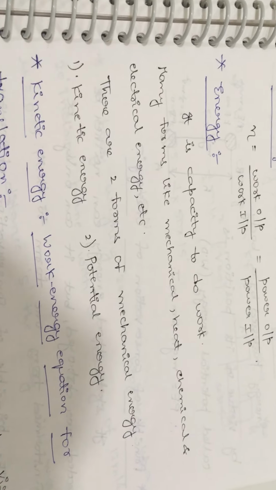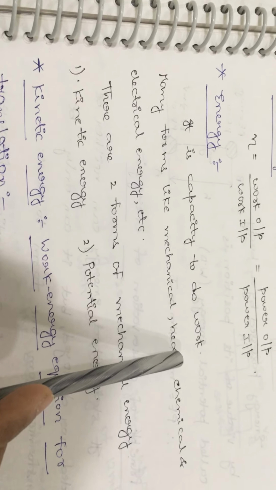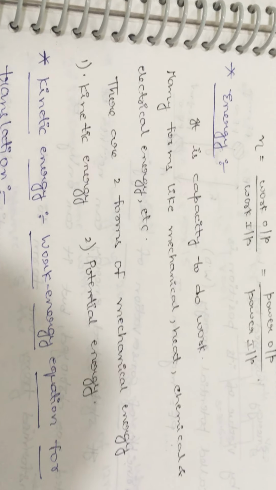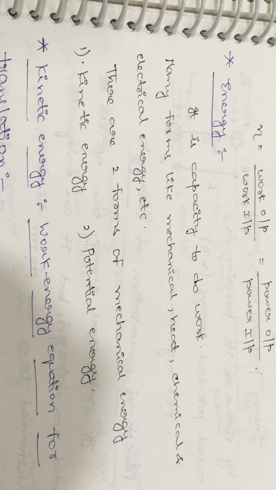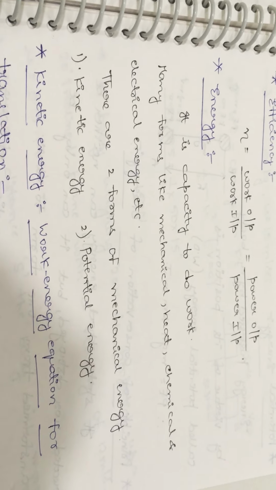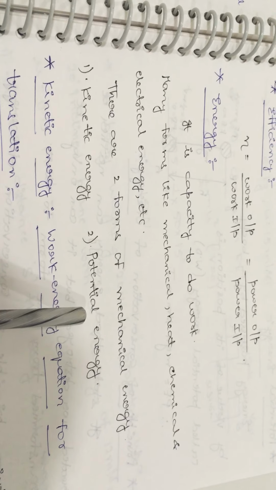Now coming to the third concept, that is energy. Now what is meant by energy? It is nothing but a capacity to do the work done. And we have so many energies like mechanical energy, heat energy, chemical energy, electrical energy, and so many energies are there. Now coming to the mechanical energy, there are two forms of the mechanical energy. Those are nothing but kinetic energy and potential energy.